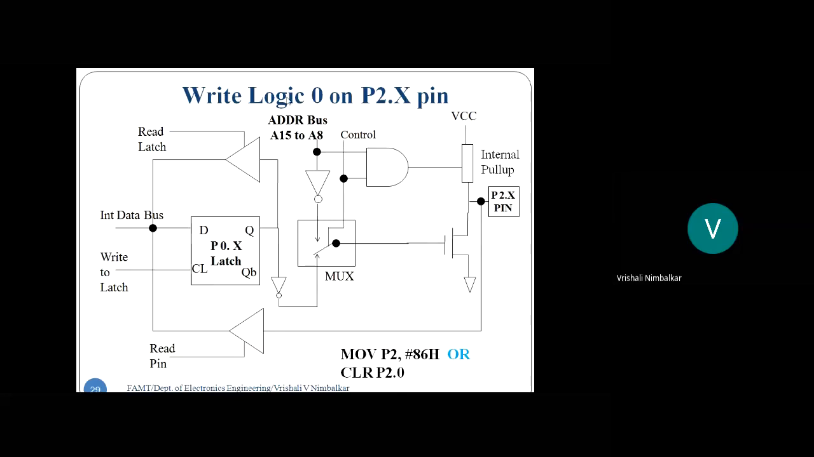So let us see how the write operation is going to happen. What are we writing? Logic 0. So the microcontroller is sending logic 0 on port 2. The instruction written here is MOV P2, #86 hex. So just concentrate on the lowest pin, P2.0. 86 is 1000 0110, so the lowest bit is logic 0. Or the controller is executing CLR P2.0. So that is again output logic 0 on the pin, or write logic 0 on the pin. The microcontroller writes logic 0 on the pin.